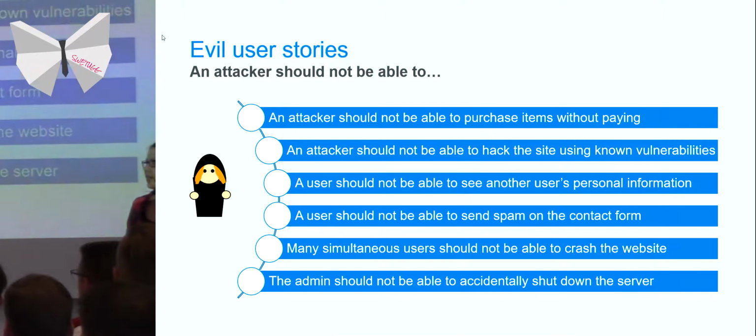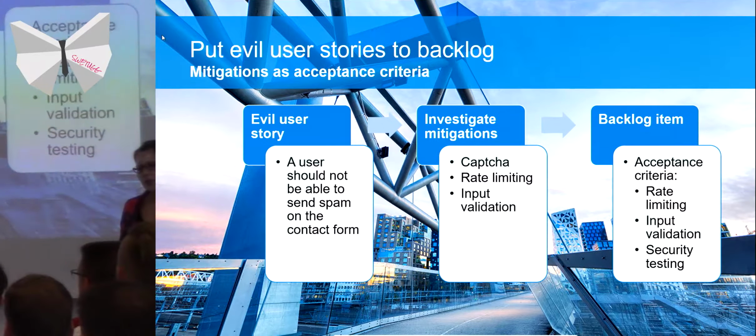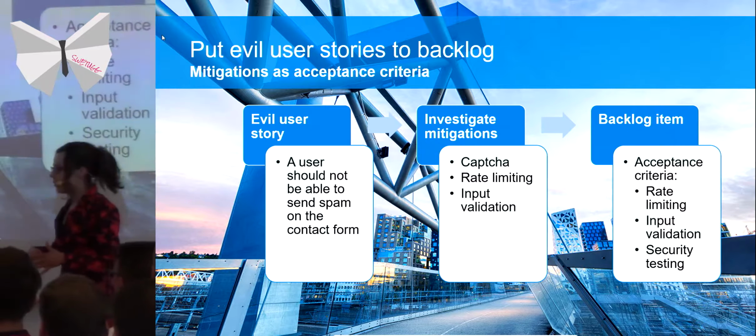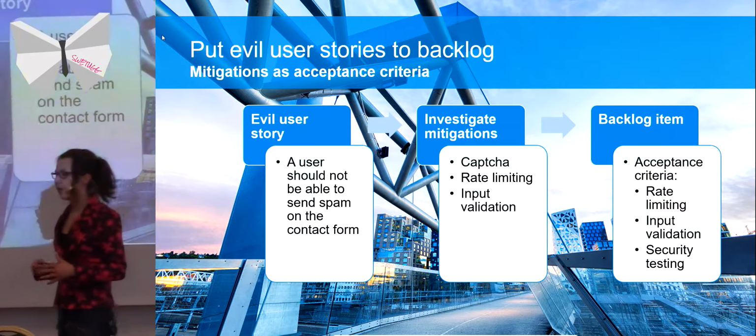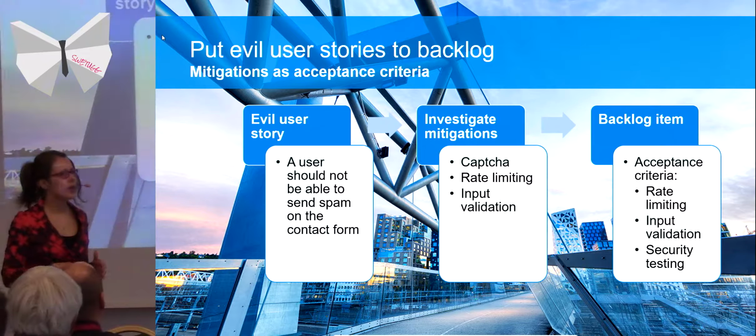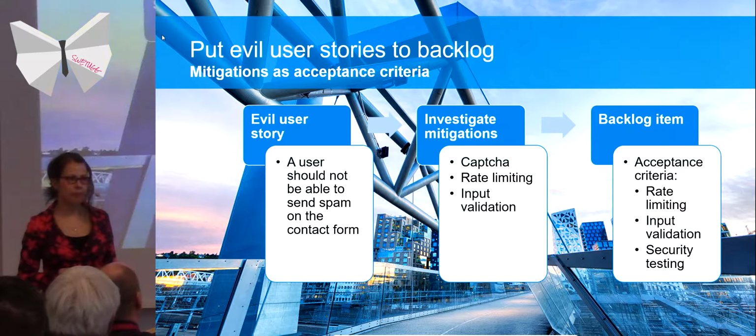These kinds of things are evil user stories, and what makes them stories is that you put them in the backlog with mitigations as the acceptance criteria. For example, the user should not be able to send spam. What you can do about it is rate limiting, so you cannot send at just any speed possible. You limit how often the API queries are made. Or you can have a CAPTCHA on the form.